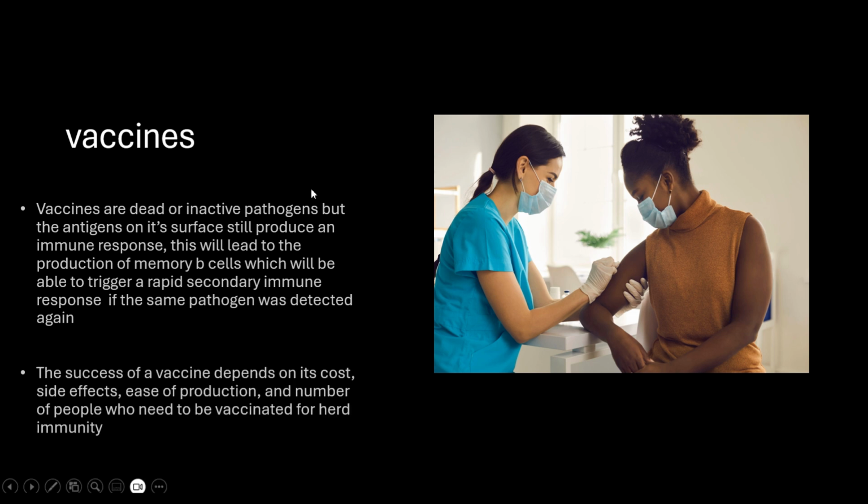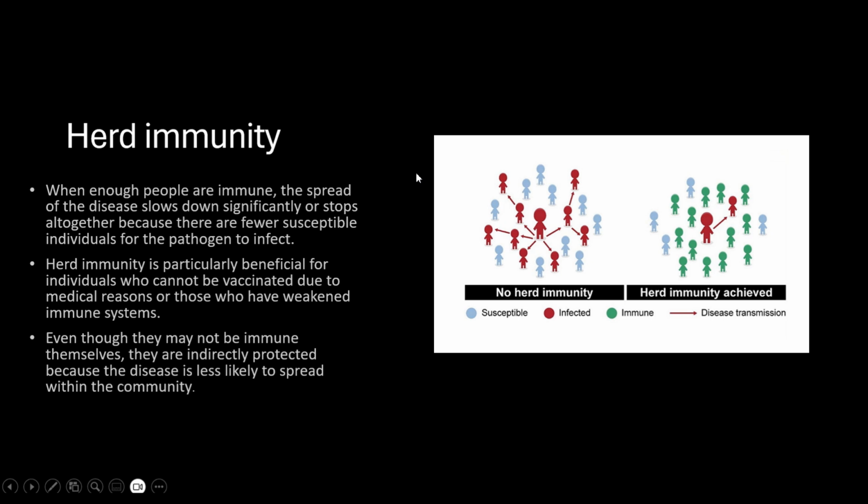The success of a vaccine depends on its cost, side effects, ease of production, and the number of people who need to be vaccinated for herd immunity. I'm going to talk about herd immunity now. Herd immunity is when enough people are immune that the spread of the disease slows down significantly or stops altogether, because there are fewer susceptible individuals for the pathogen to infect.